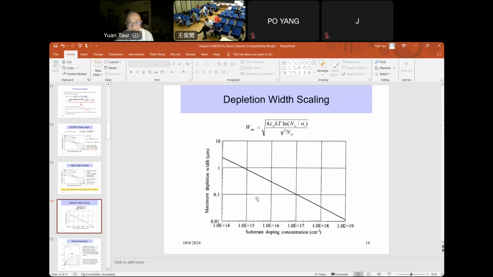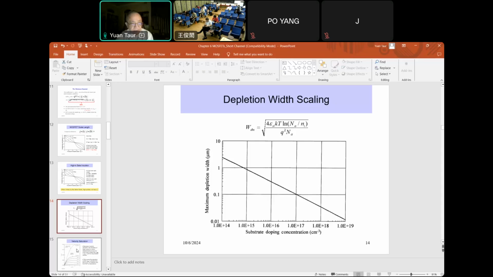Okay. So for example, you want to go from 1 micron to 0.1 micron. The doping concentration has to go up by a factor of 100. And going from 100 nanometer to 10 nanometer, the doping has to go up by another factor of 100. So it becomes 10^19 or above. And that will have a problem that we'll discuss in the later part of chapter 6. Okay, so this is the short channel effect.